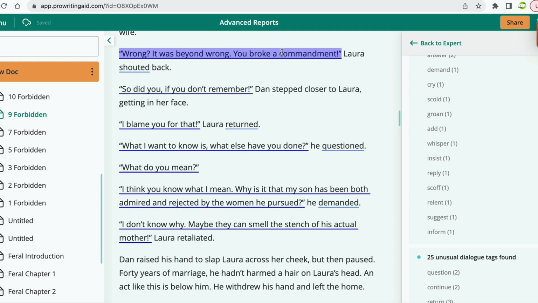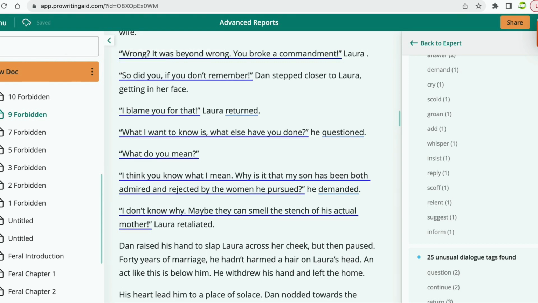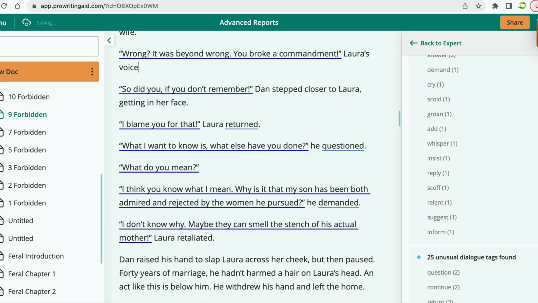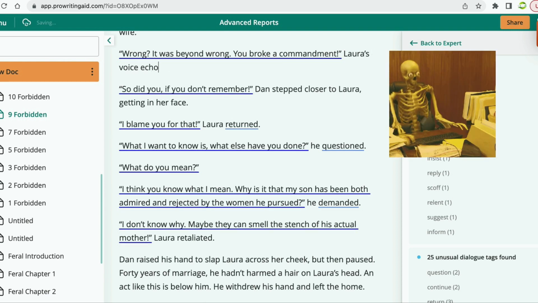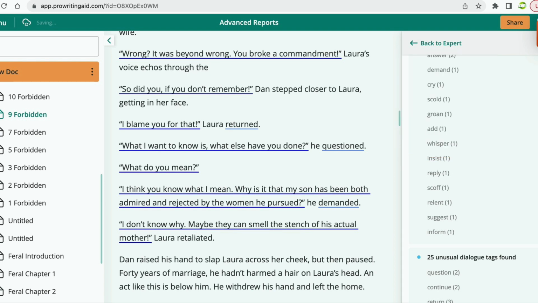You broke a commandment, Laura shouted. Okay, see, they don't like this. Shouted back. And I don't blame them, Laura. Laura's voice echoes through the, I'm just going to say home.